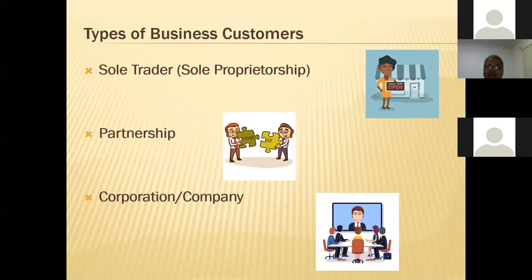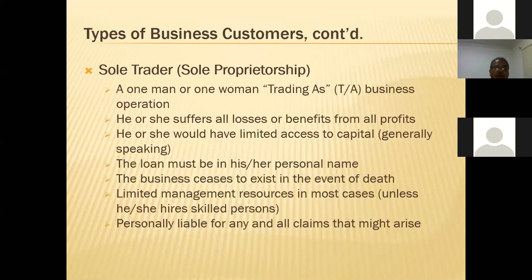Okay, so last class we looked at the type of business customers, among other things. And we looked at 3 in particular: the sole trader or sole proprietor, the partnership, and the corporation or limited company. We talked a little bit about the sole trader, and we said that you would see one man or woman trading as, or sometimes you may see DBA, doing business as. Okay, it's the same thing. So one person trading as or doing business as, XYZ coffee shop or whatever it is.